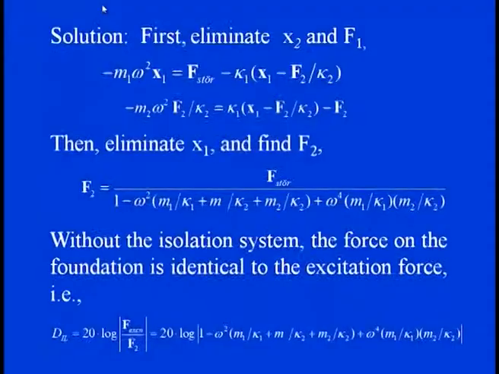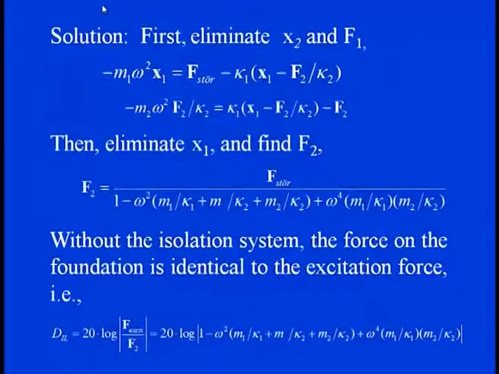we have minus m2 omega square F2 by k2 equals k1 into x1 minus F2, which is the excitation force at the foundation, divided by k2 minus F2. This is what it is. You see here we are modifying the equation based on the elimination of x2 and F1. Similarly, we can go with the elimination of x1 and F2.